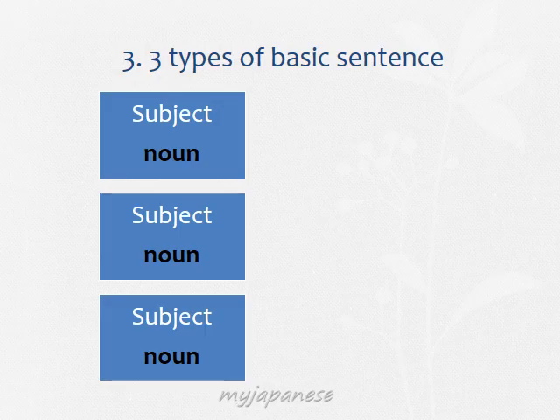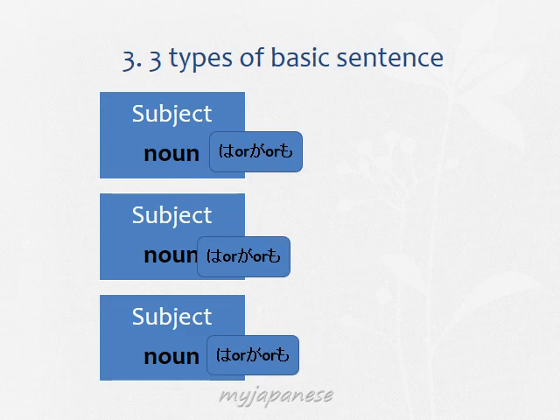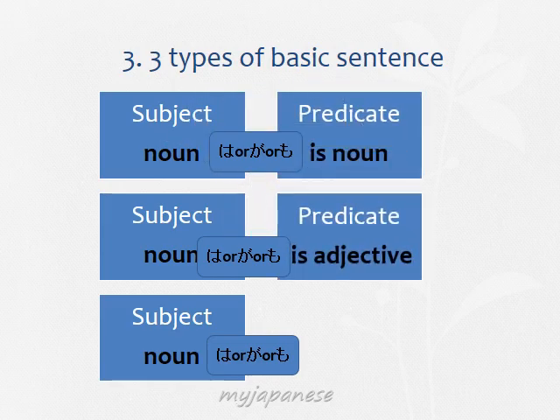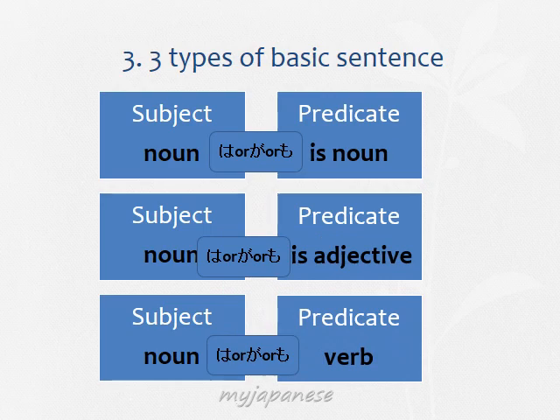Number 3. Three types of basic sentence. Japanese very basic sentence is comprised of subject and predicate. Subject, only noun, contains pronoun or noun clause, can be it, and always used with particle wa or ga or mo. As for predicate, there are three types: noun, adjective, and verb can be it.